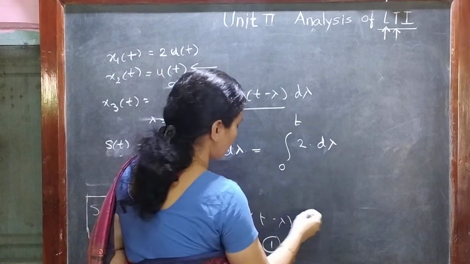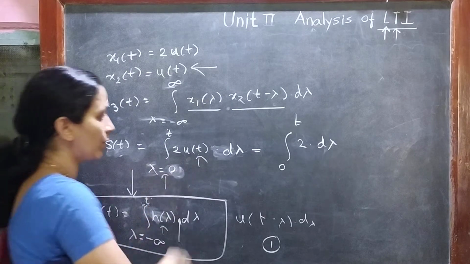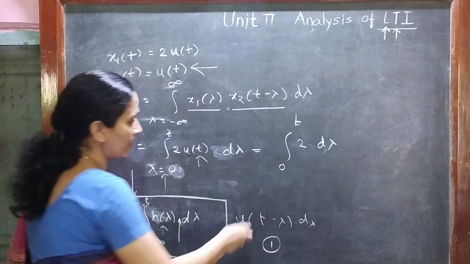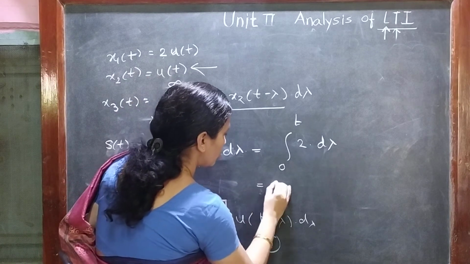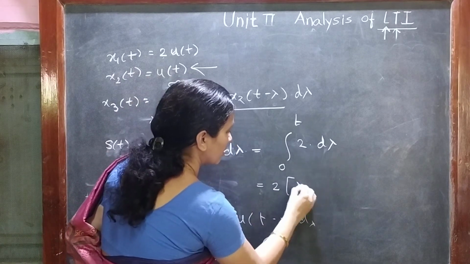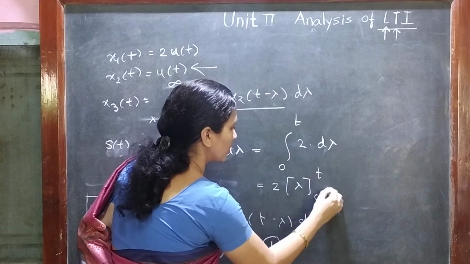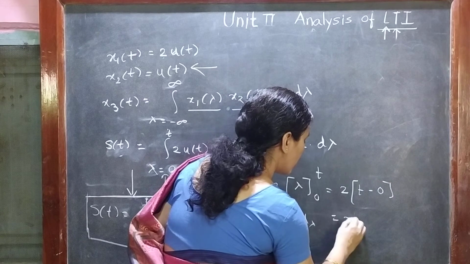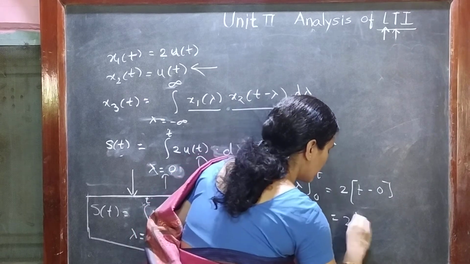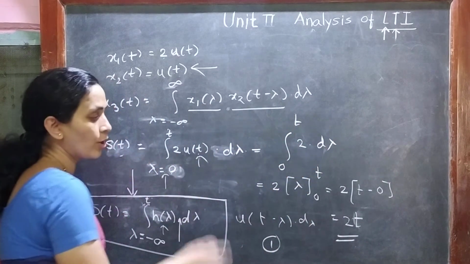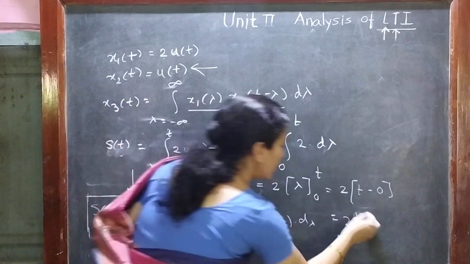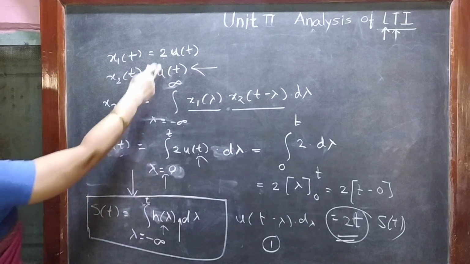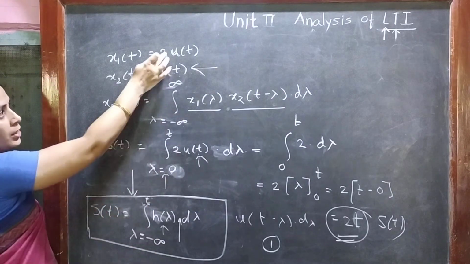So this integration, if suppose I want to calculate it further, I can very well write it as 2 into lambda from 0 to t. So here it comes to be 2 into upper limit minus lower limit. So here it is 2t. So this is what is my convolution, or this is the unit step response of the system for this particular input, right?